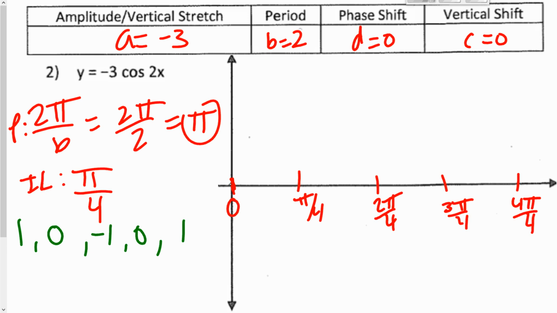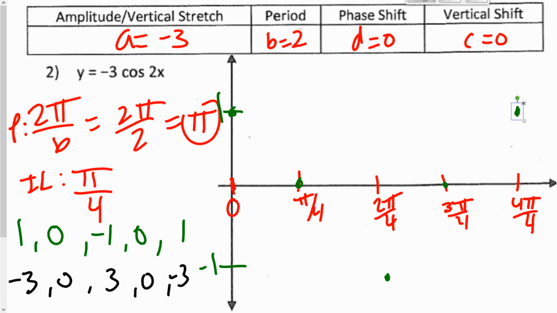Right? So then we're normally here, up at 1, 0, negative 1, back to 0, back to 1, right? But now we got to multiply it by our a. So that turns to negative 3, 0, positive 3, 0, negative 3. So if you want to, you can just change those y values, right? That's all you have to do.